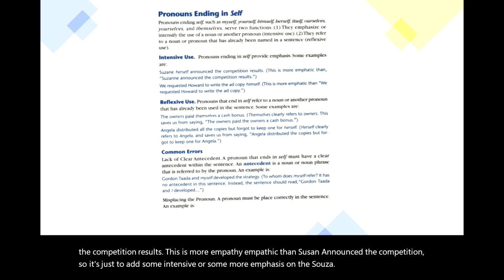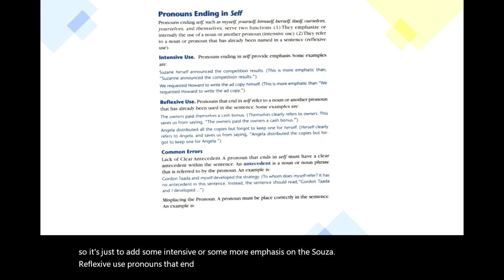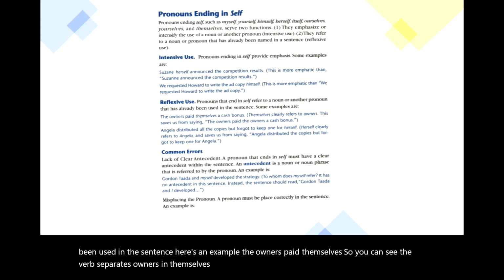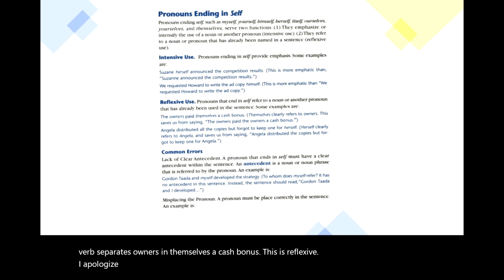Reflexive use, pronouns that end in self, refer to a noun or another pronoun that has already been used in the sentence. Here's an example. The owners paid themselves, so you can see the verb separates owners and themselves, a cash bonus. This is reflexive. I apologize, it's reflexive.